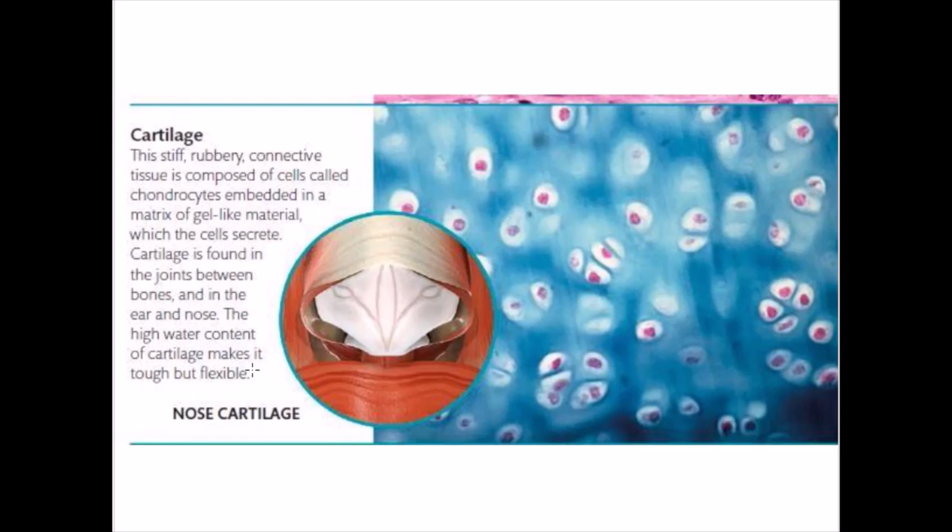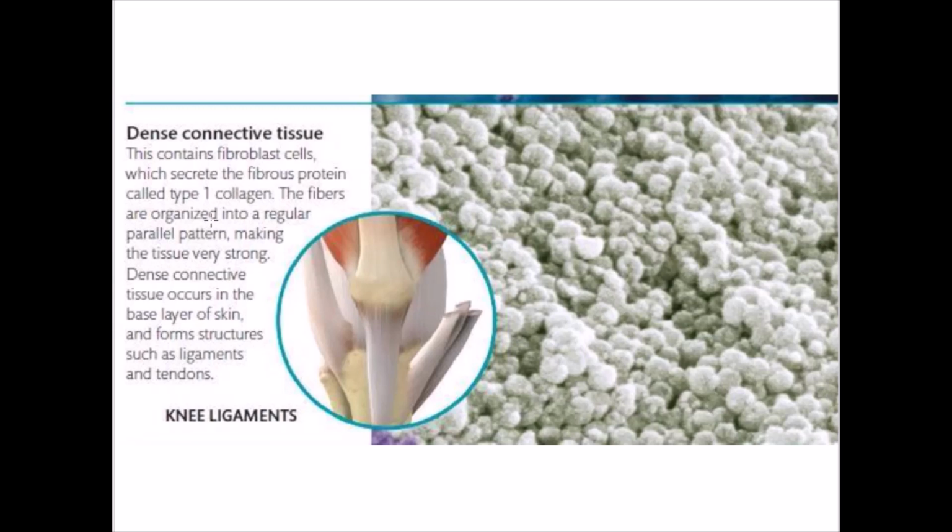To make it a little bit cushionable. Then we have dense connective tissue like the knee ligaments, and this contains fibroblast cells that secrete fibrous protein such as type 1 collagen, and these fibers are organized into a regular parallel pattern that usually helps make this tissue very strong, and it occurs in the base layer of the skin and forms structures such as ligaments and tendons that you can see on this diagram that are very helpful, especially on muscle and bone joints.